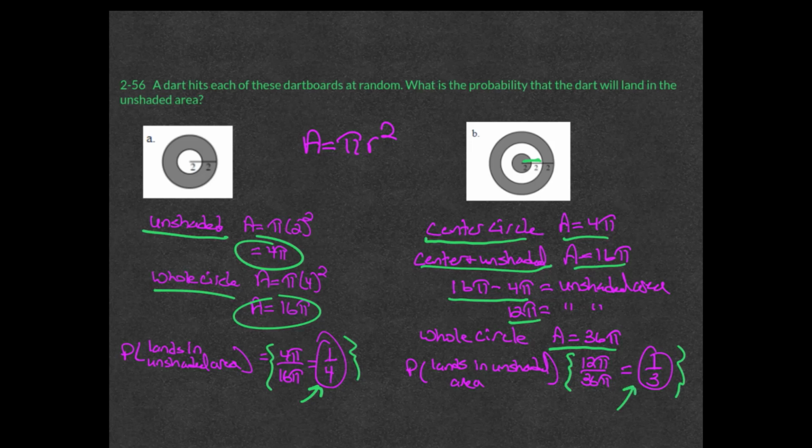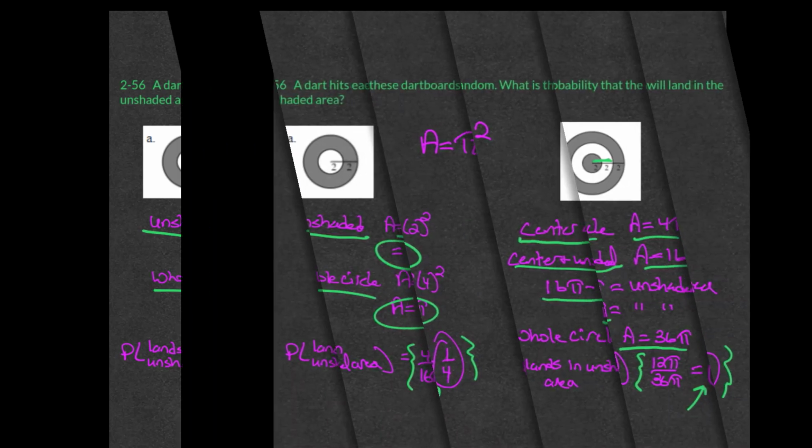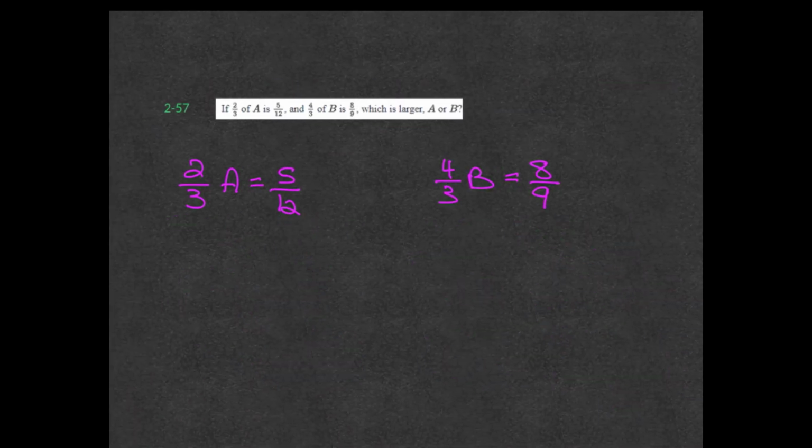And that answers 2-56. Okay, so on this particular one, it says 2/3 of A is 5 over 12, well, that's an equation. 2/3 A equals 5/12, so I'm setting that equation up. And then it says 4/3 of B is 8 over 9, so I'm setting up an equation for that to solve for B. So let's solve for A first.